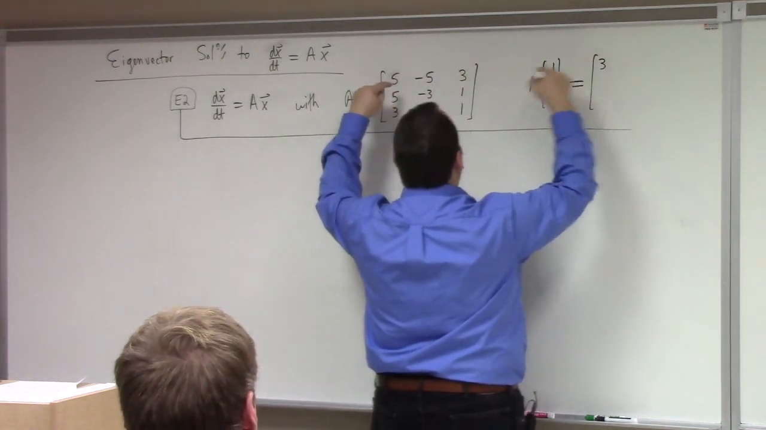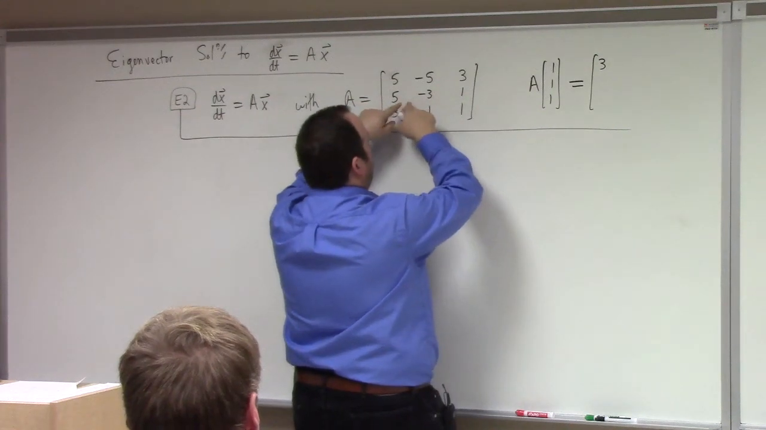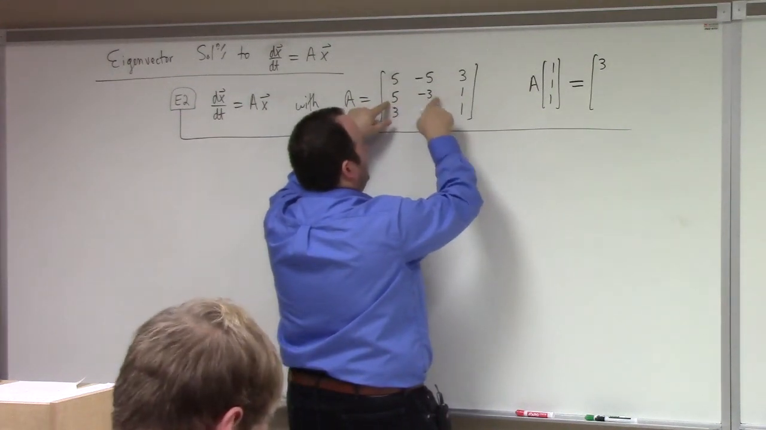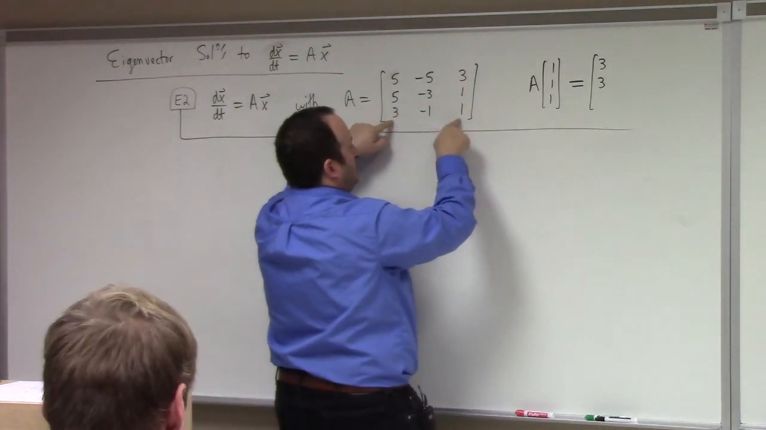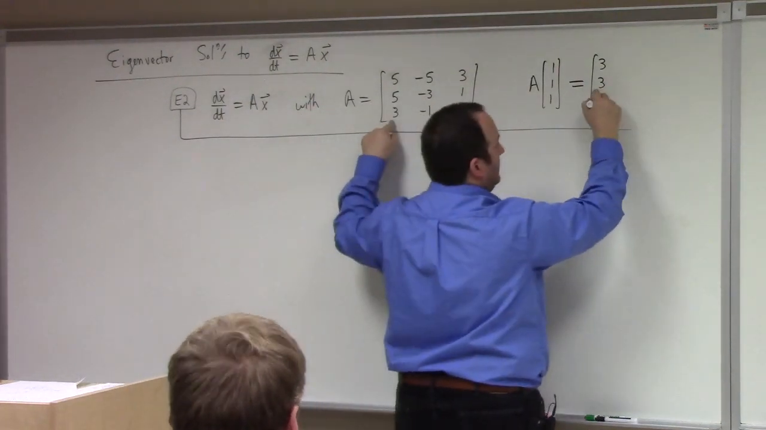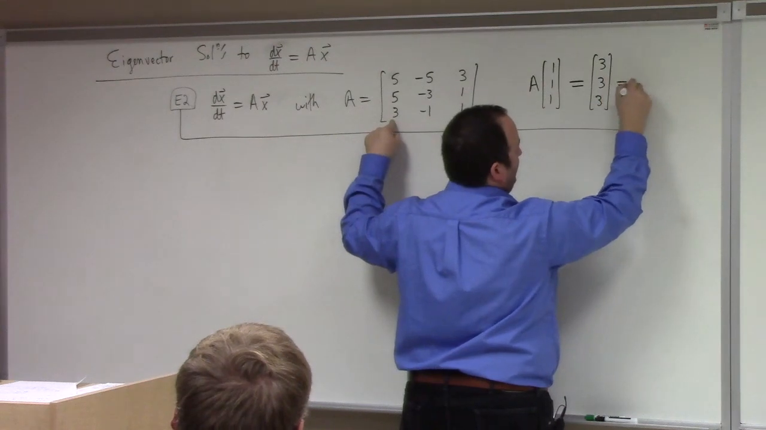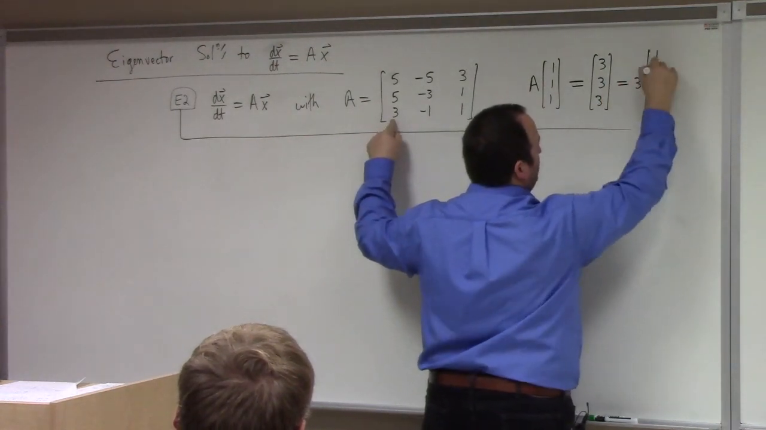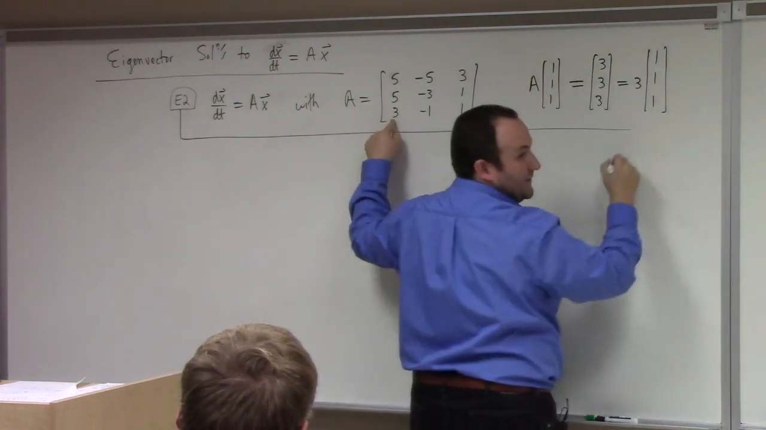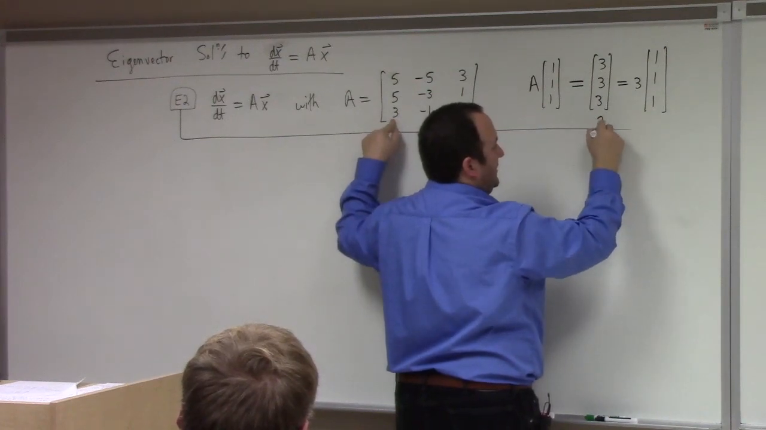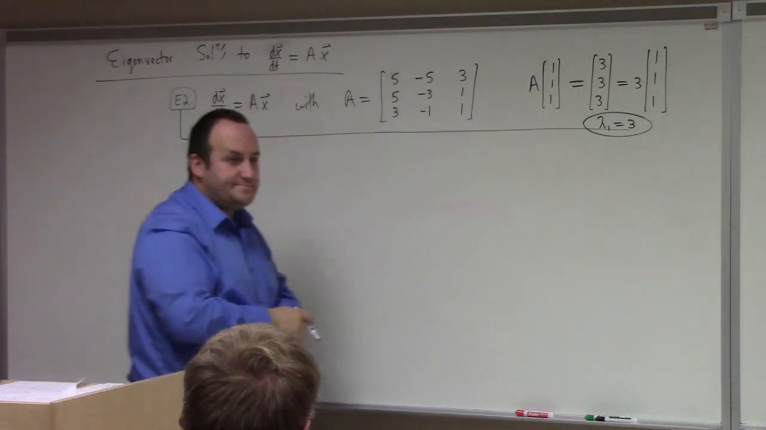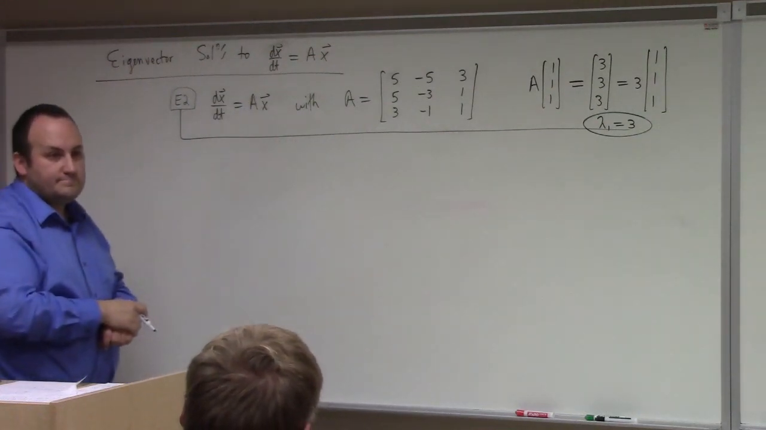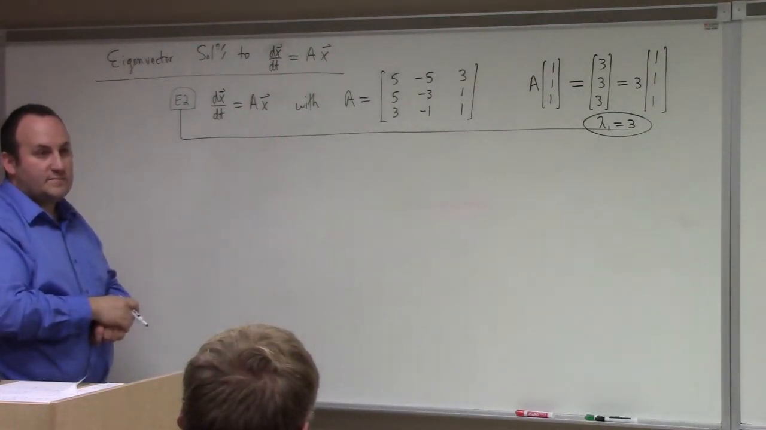I get 3. I get 5 minus 3 is 2 plus, that's 3. If I look at this, I get 3. Yeah, 3's all around. So that's 3 times (1, 1, 1), right? So apparently, lambda 1 equals 3. This is one of my eigenvalues.